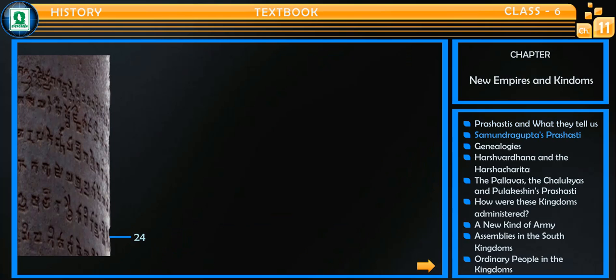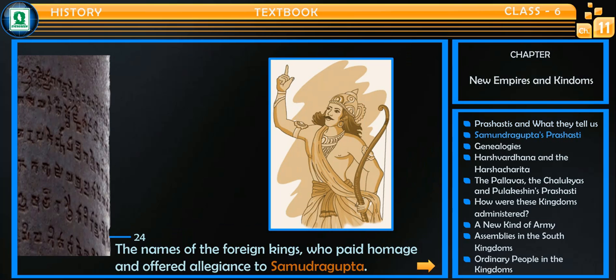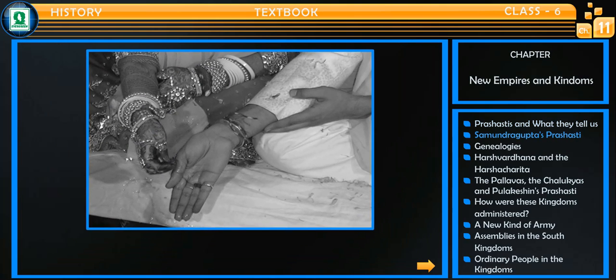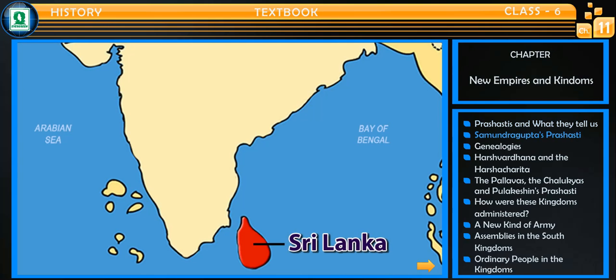Line 24 mentions the names of the foreign kings who paid homage and offered allegiance to Samudragupta. Not only that, they also offered the hands of their daughters in order to show him respect. These include the descendants of Kushanas and Shakas and the ruler of Sri Lanka.